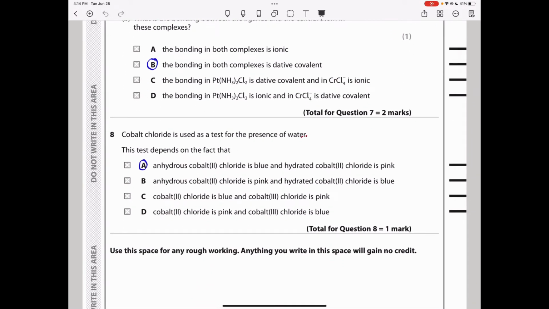Question 8 says, cobalt chloride is used as a test for the presence of water. I hope you guys remember that. Actually, it should be anhydrous cobalt chloride. You cannot just use any cobalt chloride. Then they say this test depends on the fact that anhydrous cobalt(II) chloride is blue, hydrated cobalt(II) chloride is pink. This is correct. Anhydrous is blue, hydrated is pink. So the answer should be A. That is a fact. So I will go to the next part.